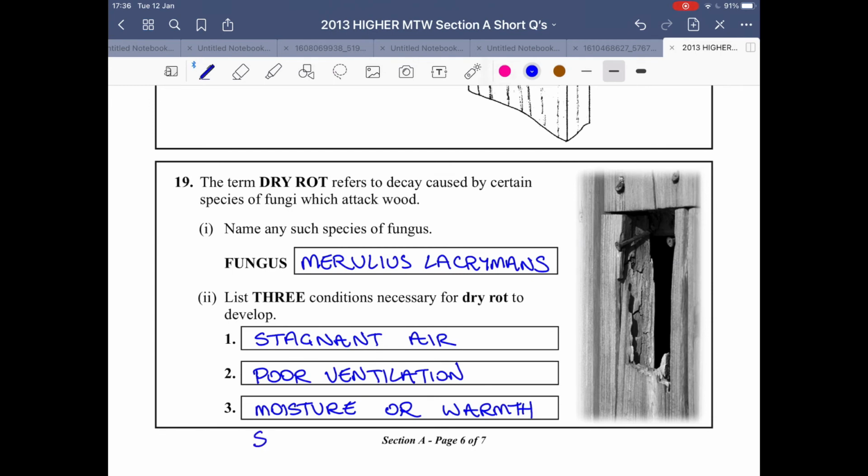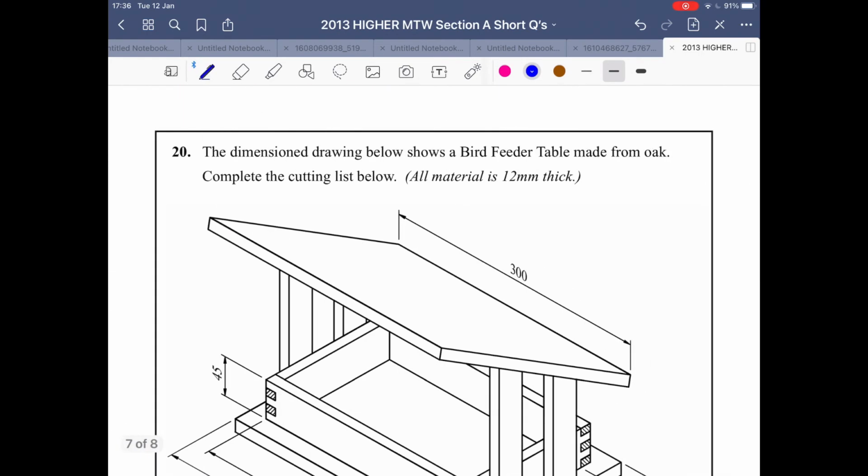Okay, so if you have stagnant air, poor ventilation, if there's moisture present, if the air is warm, and of course the spores for the actual rot needs to be there as well.